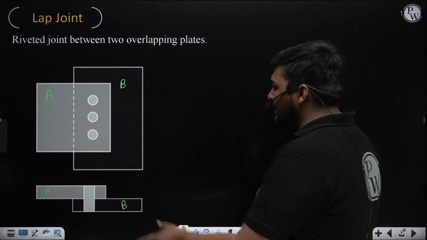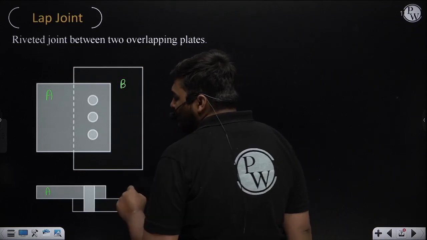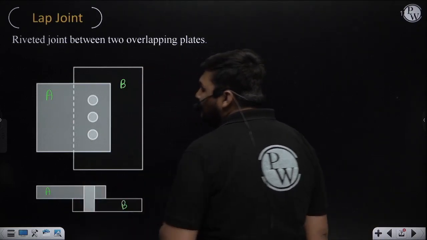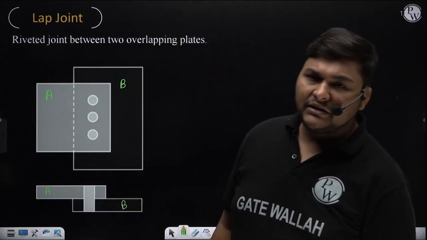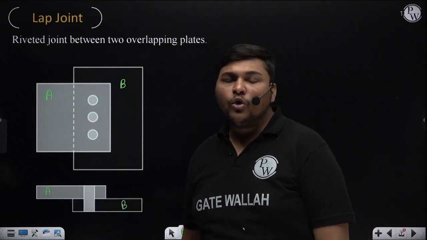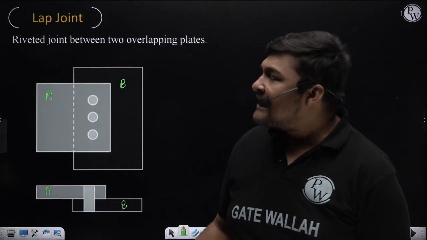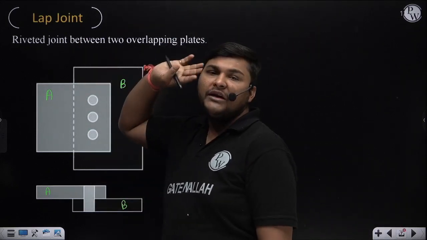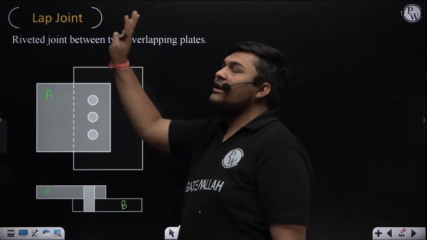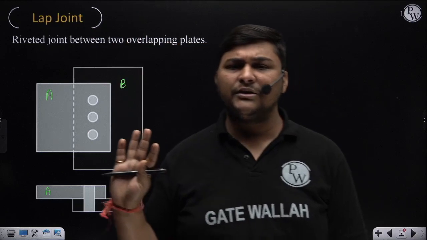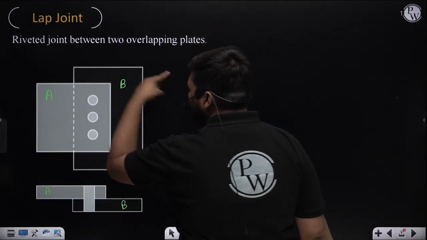And here you can see it is the front view and it is the top view of this diagram. Now in this diagram you can see plate A and plate B are overlapping plates. So whenever we are connecting two plates by riveted joint and those two plates are overlapping plates, then that riveted joint is known as lap joint. It is very simple. A riveted joint between two overlapping plates is known as lap joint. The definition is very simple. Like here we have connected plate A and B.